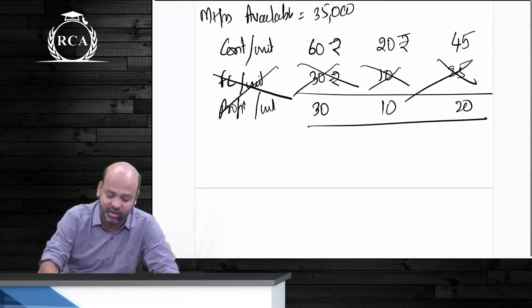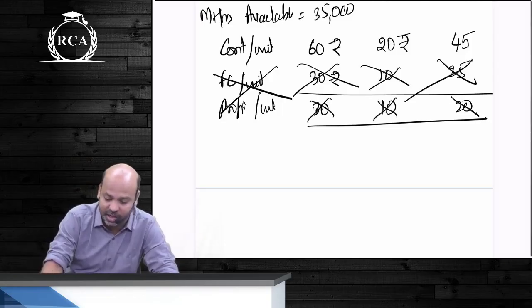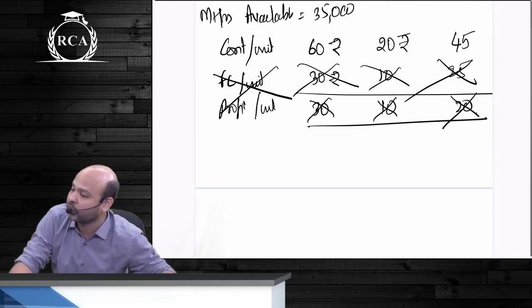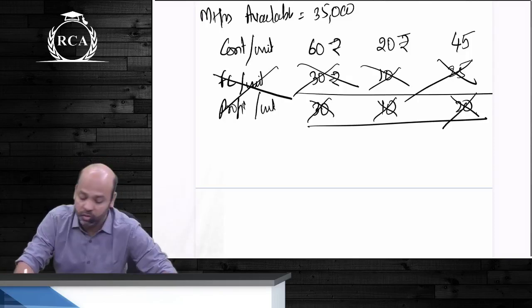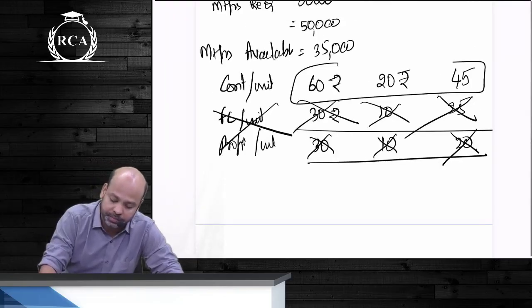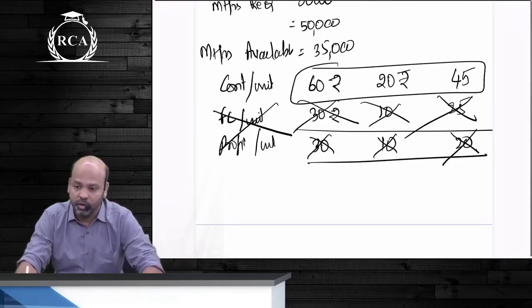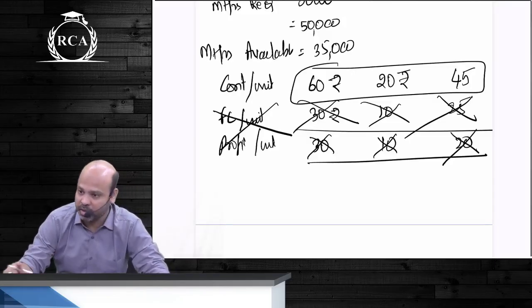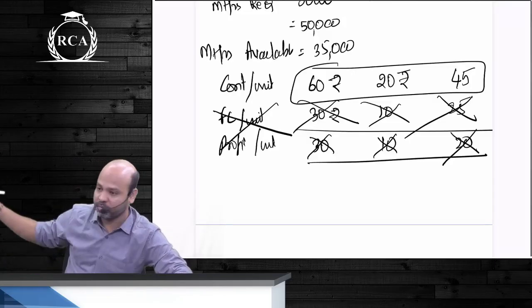His logic is correct, guys, but then you should not take profit per hour, you should take contribution per hour. The choice is still product B, but it wouldn't have been product B as such, beta, had it been different work, number of labor hours.